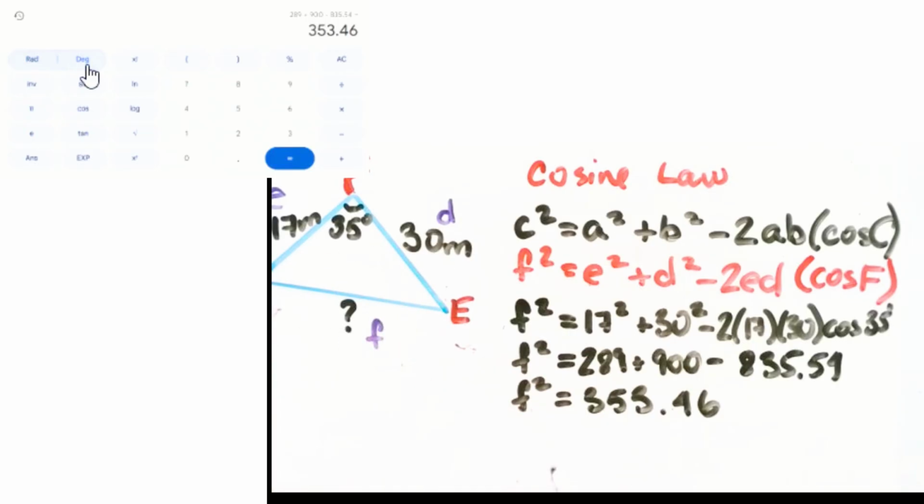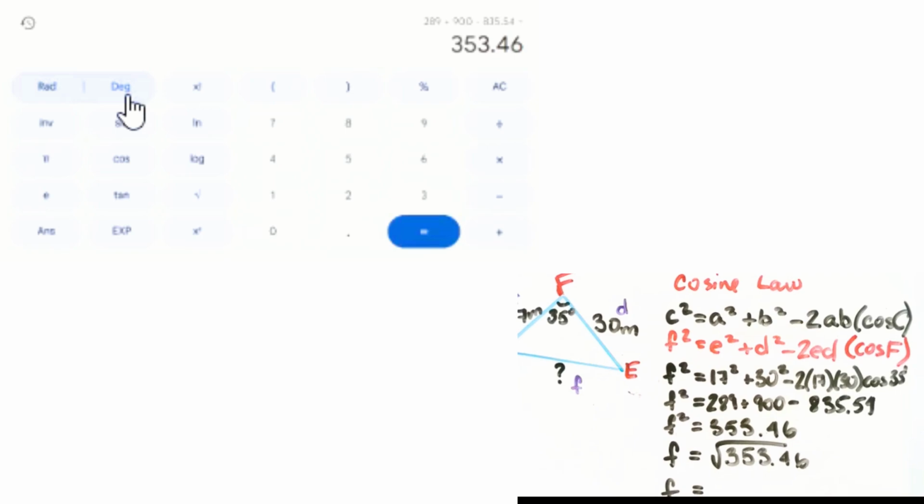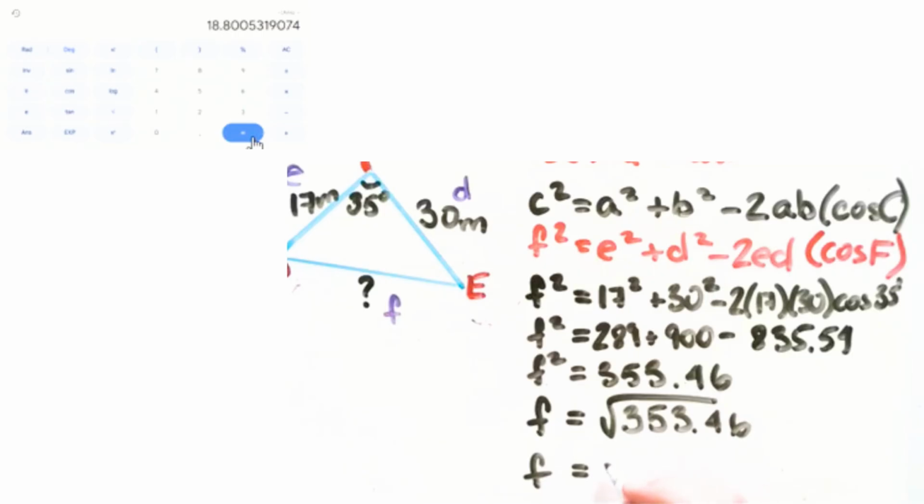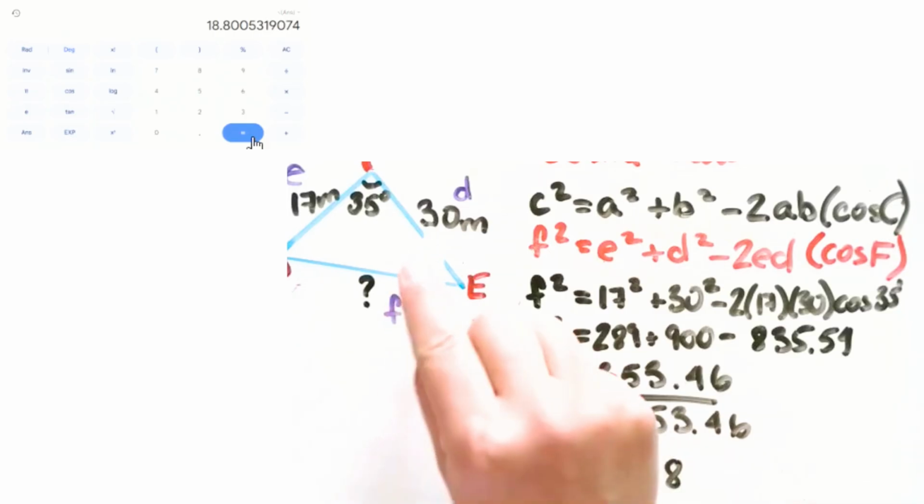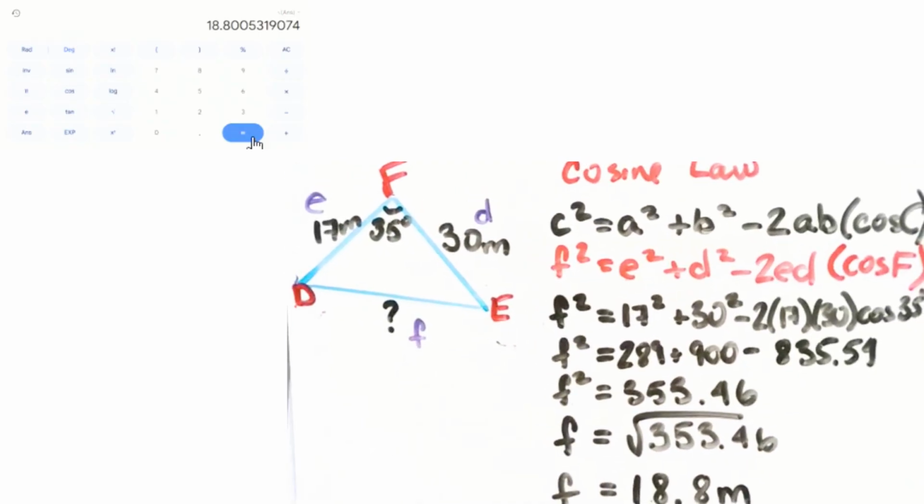No, it does not. Of course, I forgot to take my square root. So the last step would be F is equal to the square root of 353.46. And F would be 18.8. And if my question has meters, my answer will be in meters. Whatever units I use is what units I need for my answers. And that number makes a lot more sense right here.